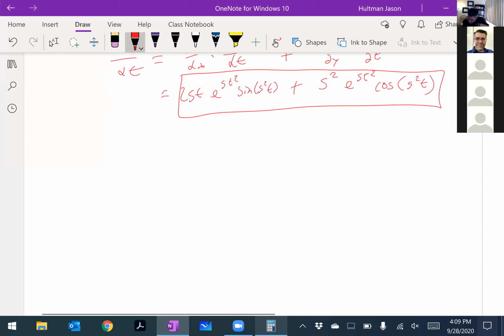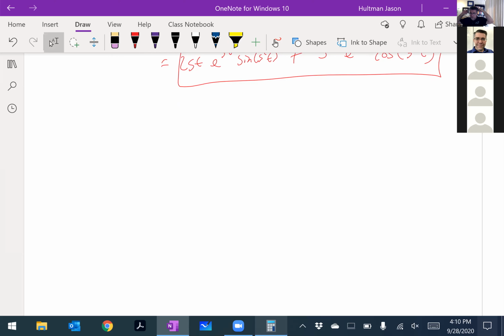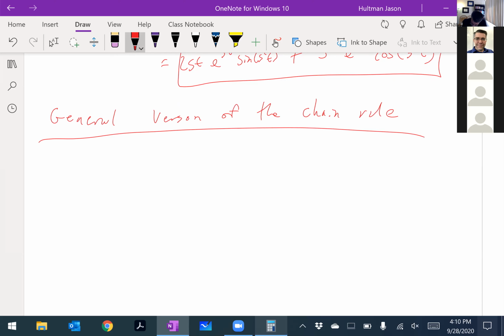Now, if you weren't confused enough, let's confuse you even more by making this general. What if I had 3 variables inside 7 variables? You'd be like, I would quit the class. Okay, but don't run away too soon. So, general version of the chain rule.